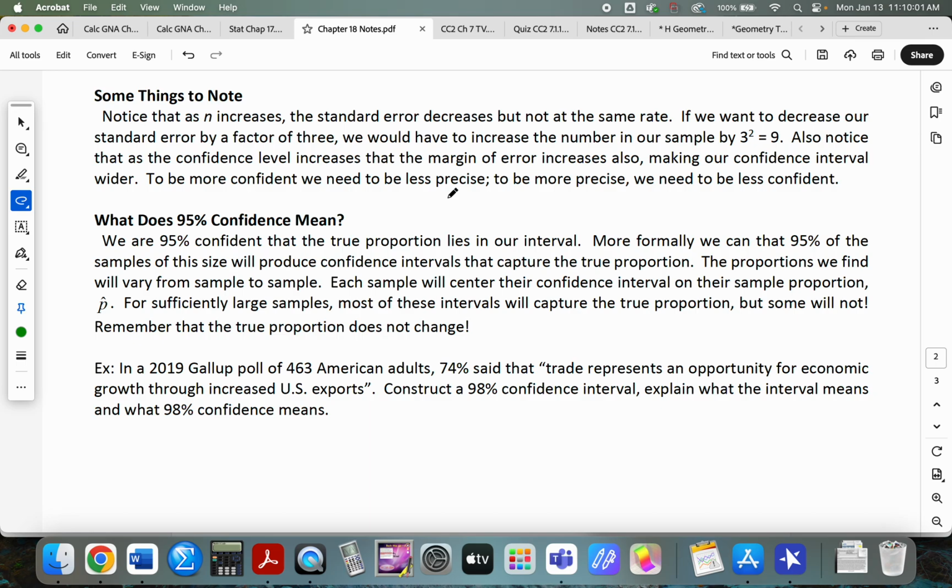So sampling error is unavoidable, because unless we use the whole population, we're never going to find the exact value. When you take a sample, it's always going to have some sort of error. And when you take several samples, they're going to differ from each other.